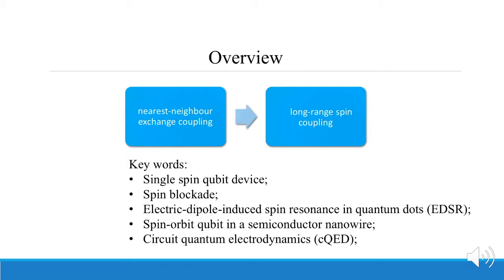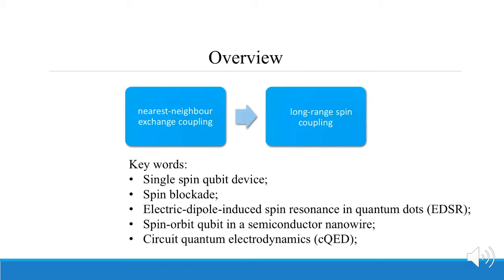From previous work, we know that two-qubit operation is only realized in nearest neighbor exchange coupling due to the weak magnetic moment of electrons. In this paper, it manages to achieve long-range spin coupling via superconducting microwave cavities in circuit quantum electrodynamics.